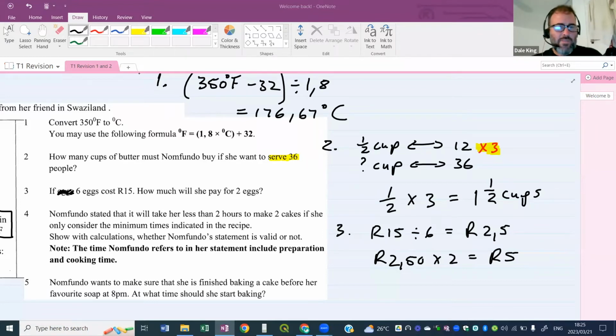Okay, question 4. Nomfundo stated it'll take her less than 2 hours to make 2 cakes. So she's making a statement saying it's going to take 2 hours to make 2 cakes if she only considered the minimum times indicated in the recipe. Now, what are these minimum times they're talking about in the recipe?